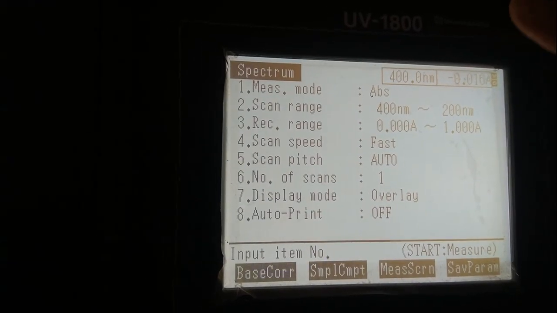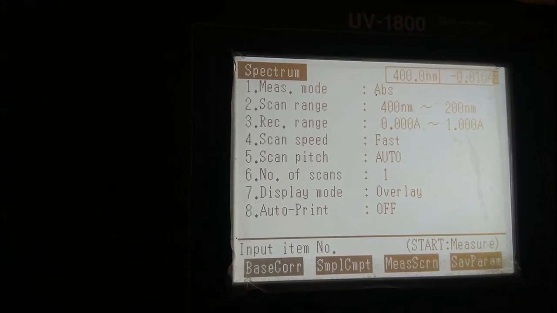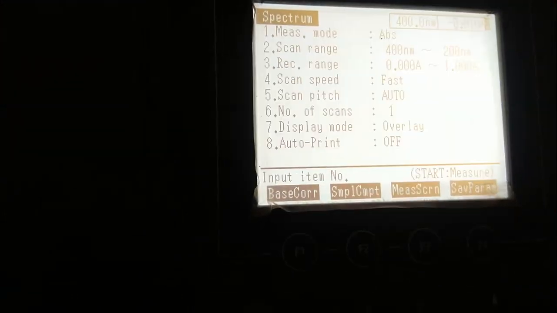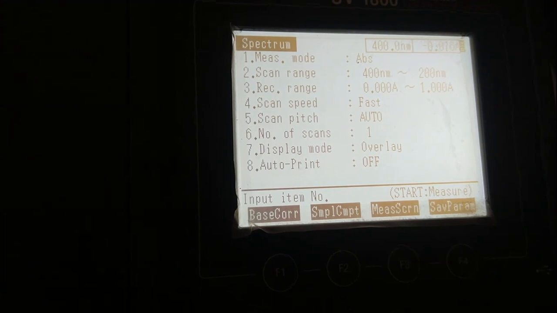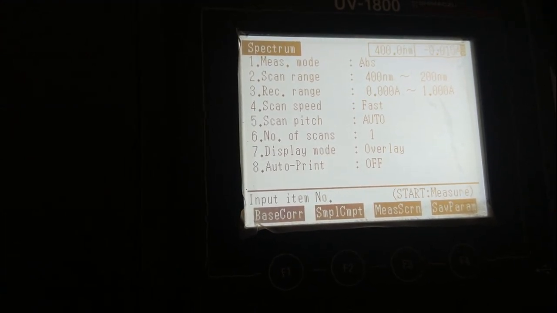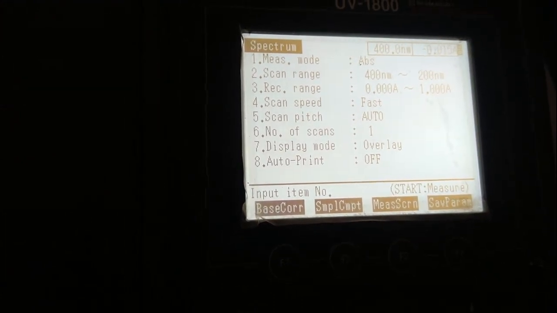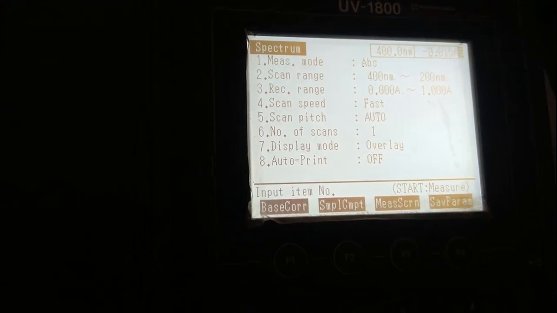Then recording range you can see 0 to 1 absorbance. Then scan speed we are going to use fast. So these are various parameters. Now first important thing is we need to nullify our solvent interferences. So for that we are going to do baseline correction. I have filled both the cuvettes with octanol. Whatever the solvent, we are going to fill the cuvette with that solvent. So first solvent we are going to use is octanol. You can see here baseline correction.